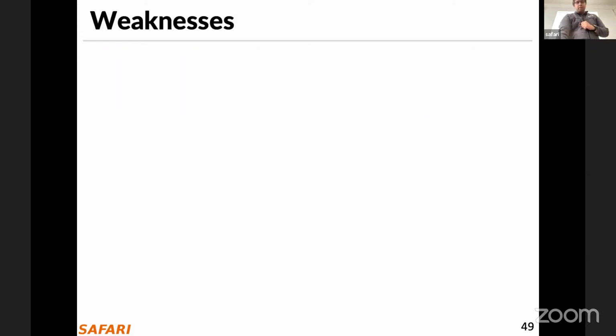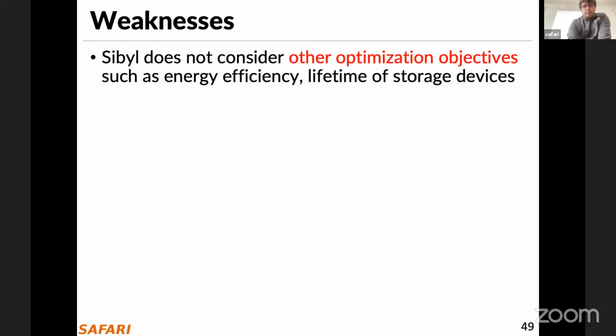So I think I'm running out of time, but I'll quickly go through the weaknesses. One weakness is that Sibyl does not consider other optimization objectives, such as energy efficiency or lifetime of the devices. We just discussed one case where if you try to exploit the fast device more and more, then it also perhaps loses its endurance much faster.